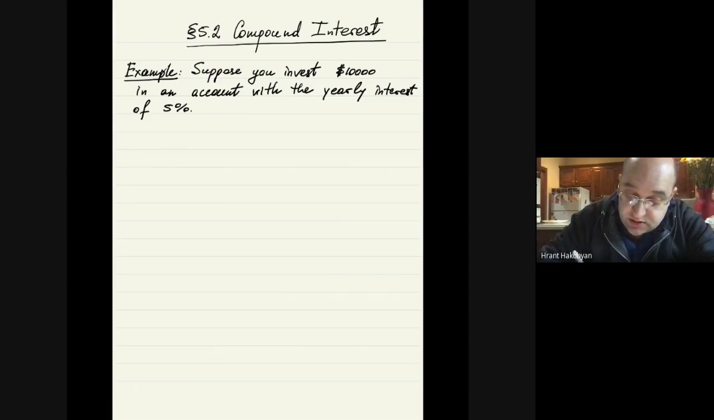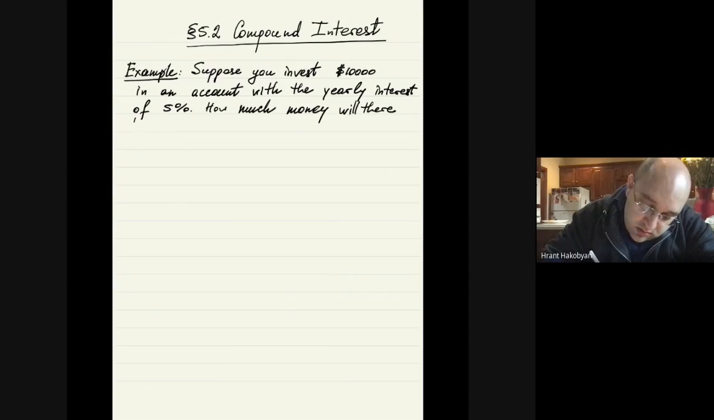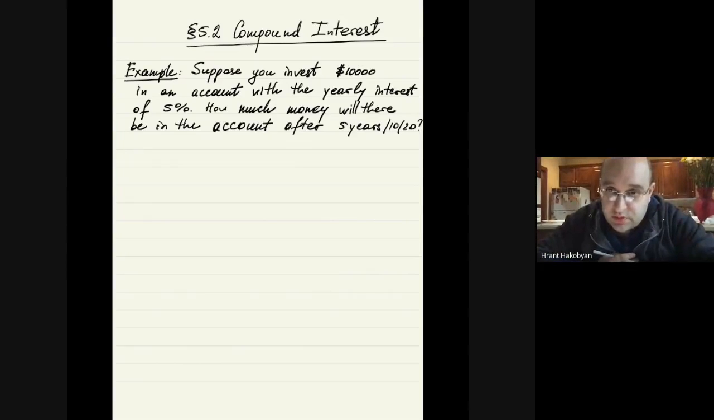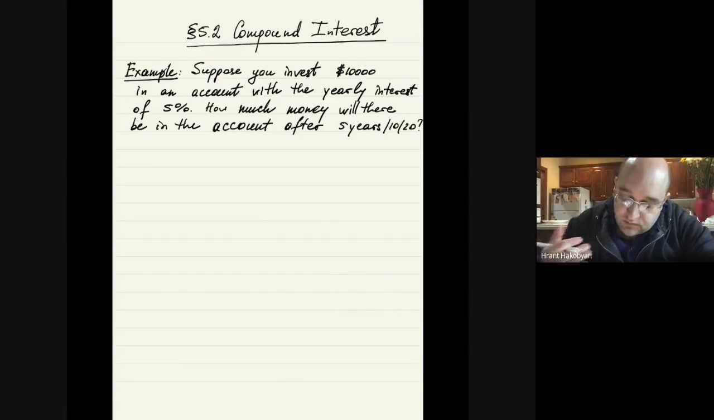So the question is, how much money will there be in the account after a certain amount of time? Say after 5 years, maybe 10 years, 20 years, any of those. So we want to have a formula which will tell us that if you invest a certain amount of money, how much you're going to get after a certain amount of time passes.